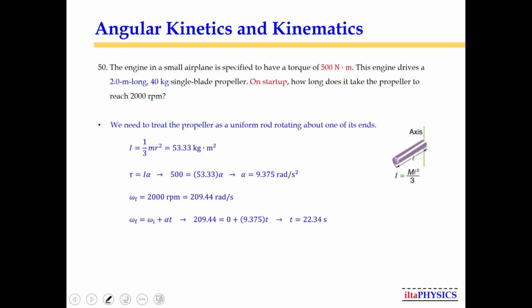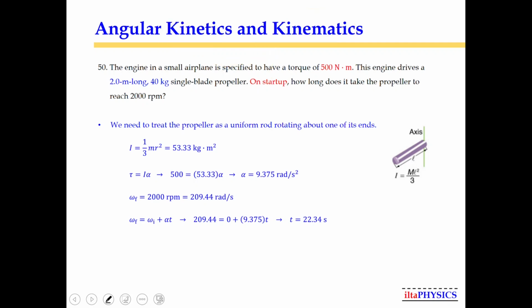Problem 50 gives the rotational torque of a spinning propeller and asks for the time it takes for that propeller to reach a speed of 2000 RPM. Unlike the previous problems, this type gives the torque and asks for the time using angular velocity and angular acceleration.